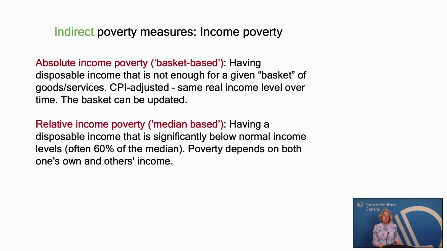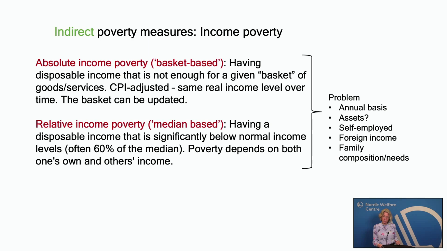There are some problems with these measures, which I don't have time to go into. I'll just show them briefly. One is that they're usually reported on an annual basis. So if you're poor, for example, from June to June, that is 6 months in each calendar year, you might not be observed as poor in the data because income registers are based on calendar years. And as I said, we usually don't use information on assets and wealth, and there are also other issues involved which I don't go into now.